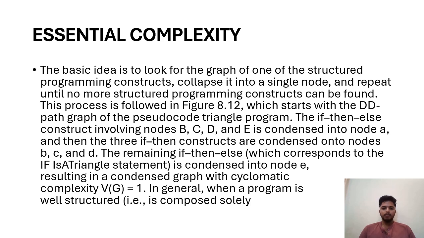The basic idea is to look for a graph of one of the structured programming constructs and collapse it with a single node. This process is followed in the figure, which starts with the DD path graph of the pseudocode triangle problem. Then the if-then-else construct involving nodes B, C, D and E is condensed into a node, and then 3 if-then constructs are condensed onto nodes B, C, D. The remaining if-then-else is condensed into node E, resulting in the condensed graph with cyclomatic complexity V(G) equal to 1.